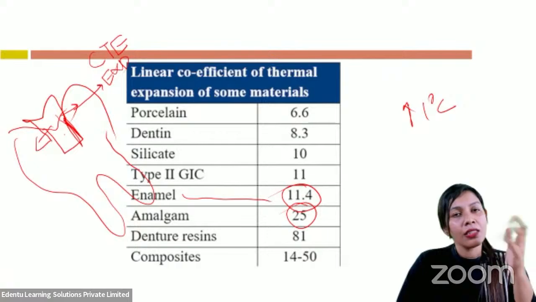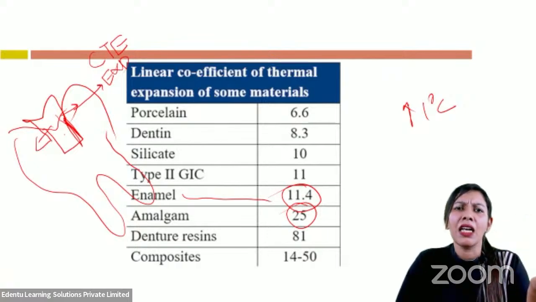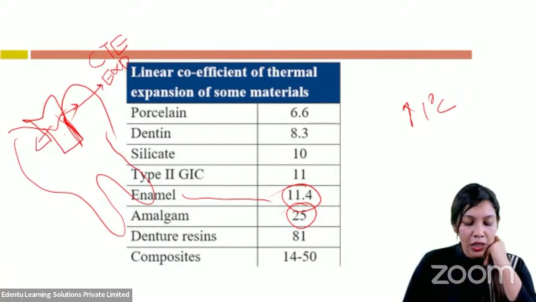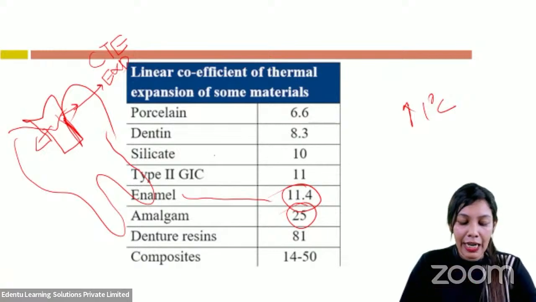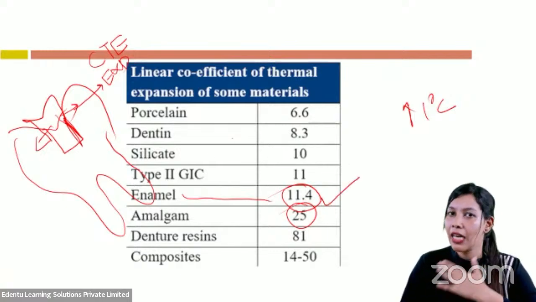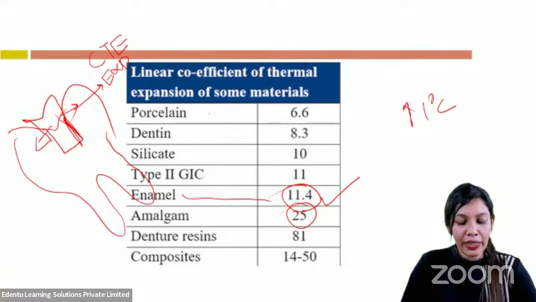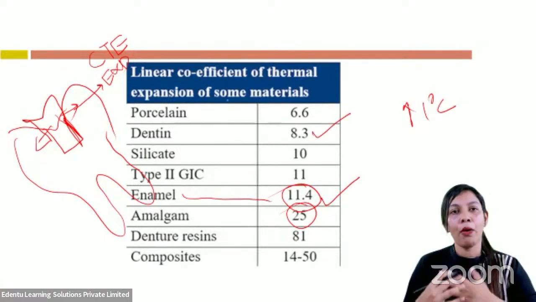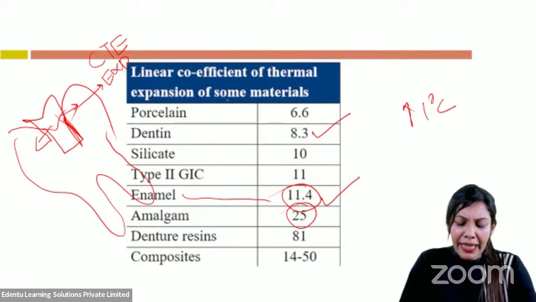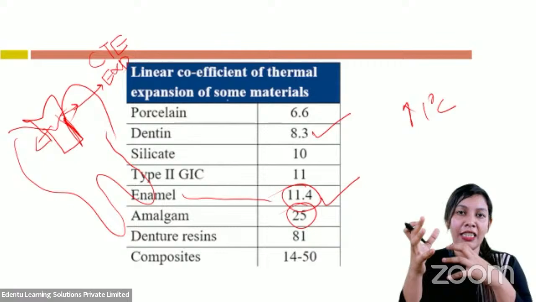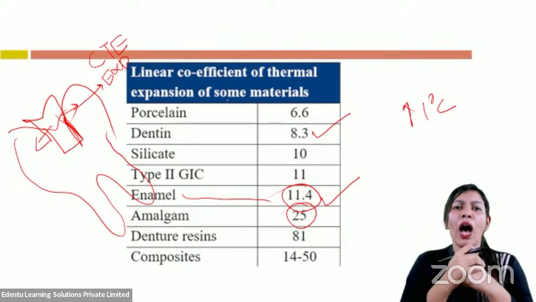The question sometimes asked is, which is a material which has a coefficient of thermal expansion similar or near to that of our tooth structure? So you need to know the CTE of enamel. It is 11.4. Just keep in mind, it is 11.4. For dentine, it is 8.3. Very important, keep in mind, 11.4, 8.3. See, the material which has CTE very close to our tooth is first the type 2 GIC.